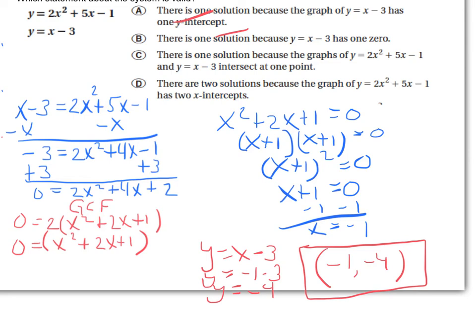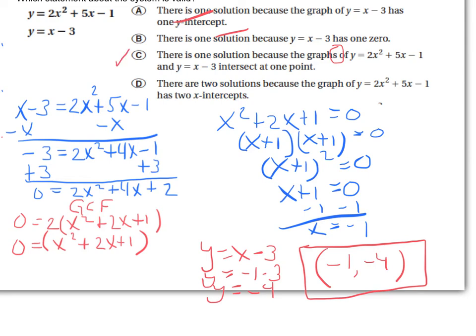Letter C seems promising because it says there's one solution because the graphs, and notice graphs, of y equals 2x squared plus 5x minus 1 and y equals x minus 3 intersect at one point. Well, we've already proven that that is true for sure.